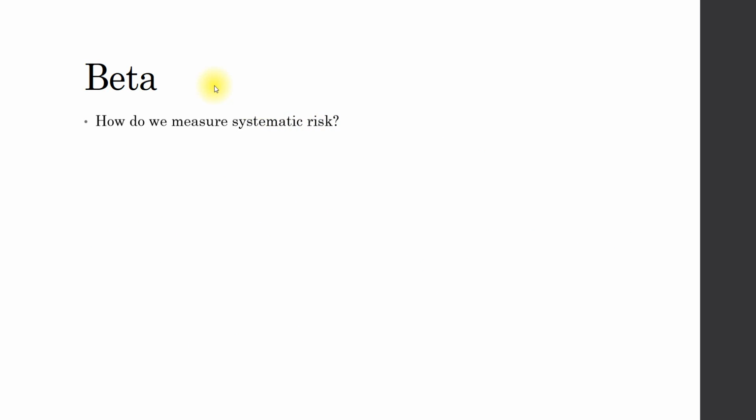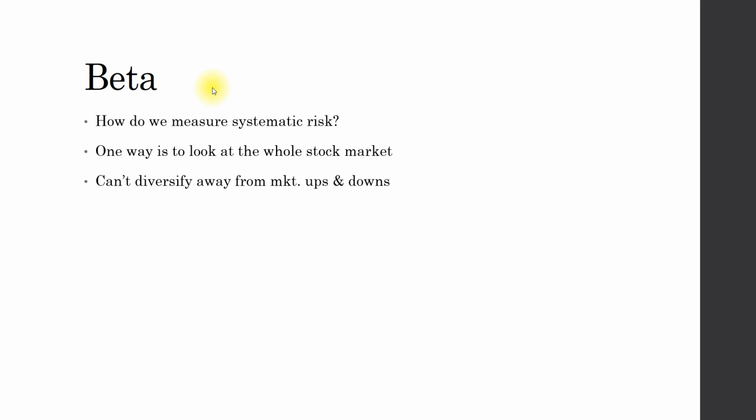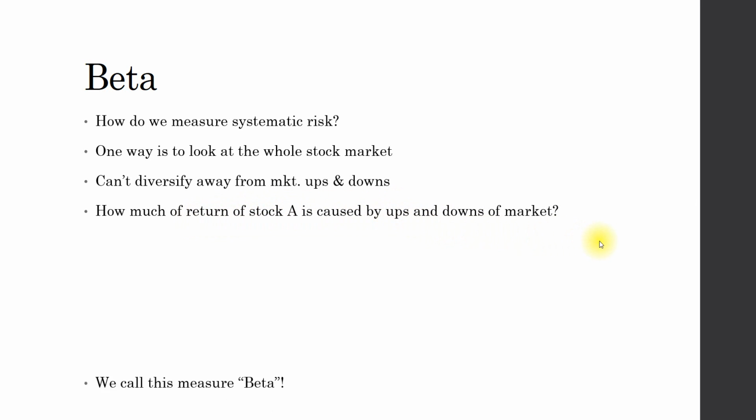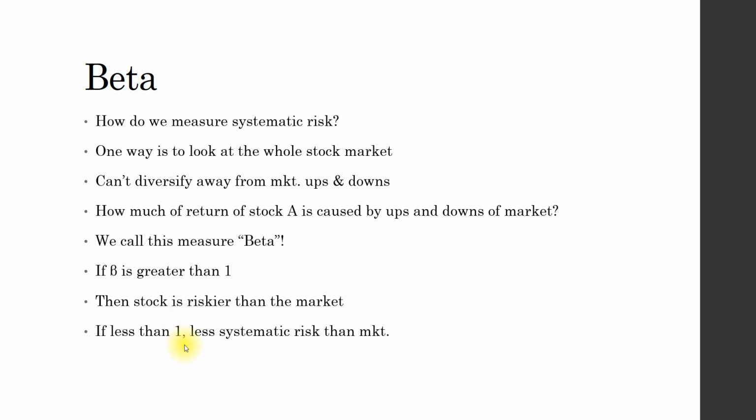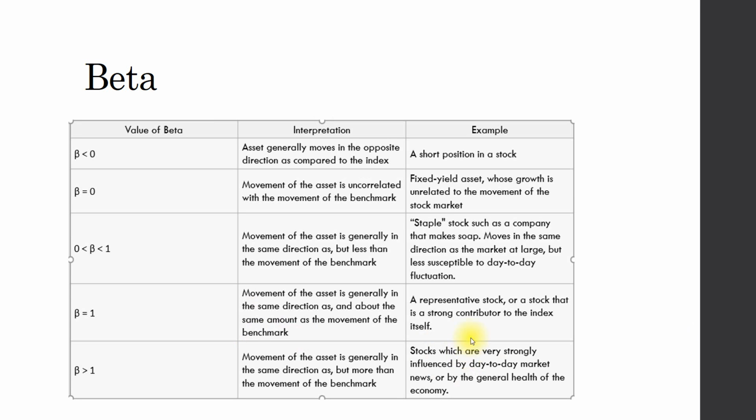Moving on, how would we measure systemic risk? One way is to look at the stock market as a whole. You can't diversify away from market ups and downs. So how much of a return of stock A is caused by the ups and downs of that market? That measure is then called beta. And again, just to review, if beta is greater than 1, that means that the stock has a tendency to be riskier than the market because the volatility is higher. And of course, if it's less than 1, there's less systemic risk than the market.